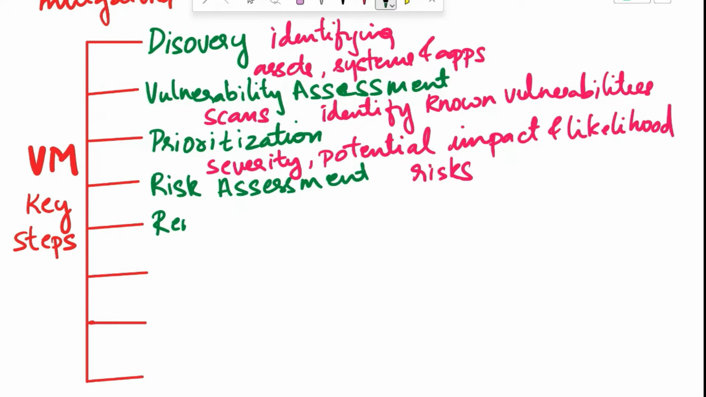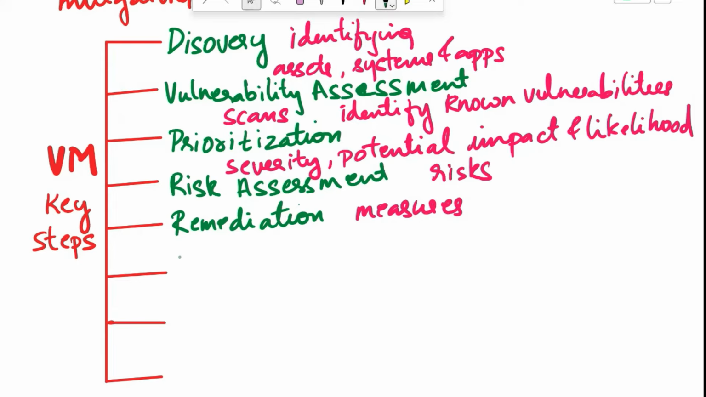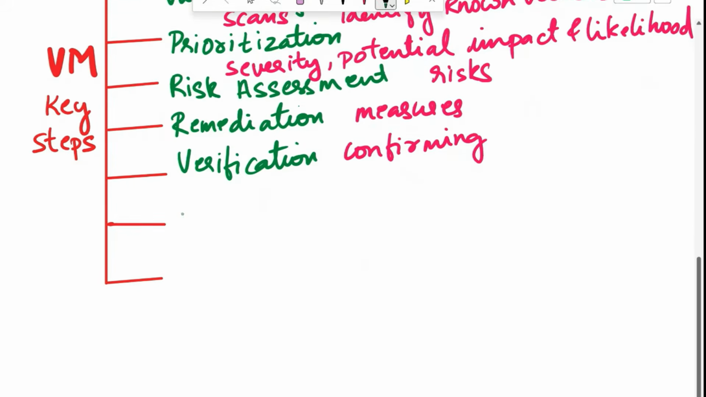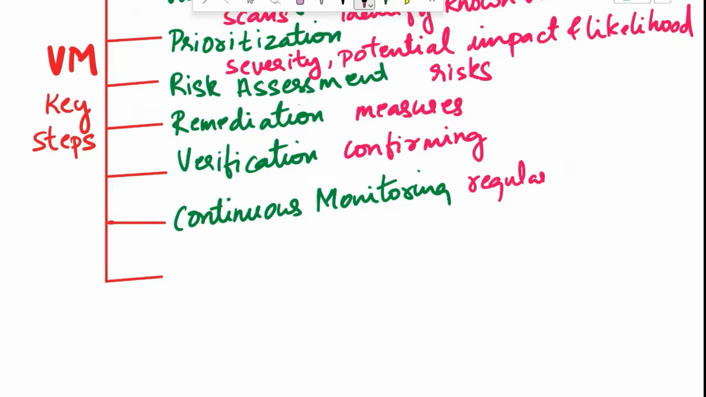Next is remediation. This is applying appropriate measures to address the identified vulnerabilities. This can include applying patches, configuration changes, or implementing compensating controls. Next step is verification. This is confirming that the remediation actions have been successful and that the vulnerabilities have been properly addressed. Next step is continuous monitoring, regularly reviewing and assessing the environment for new vulnerabilities and changes that could reintroduce vulnerabilities. Next step is reporting.